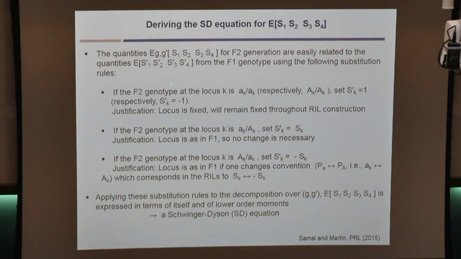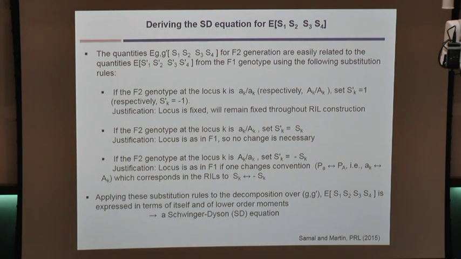If the F2 genotype, if the locus K is of this form or this form, then you replace the spin by 1 and -1 in this case. That's what you can do to relate the expectation at F2 state to the expectation at the F1 state. Similarly, if it's of the heterozygous type, you can just replace the spin by the same spin. But however, if you have a locus in the F2 genotype of this form, then actually the spin is replaced with a negative sign. I won't have time to go into the details of motivation for this, but you're welcome to read it if you want to do that.